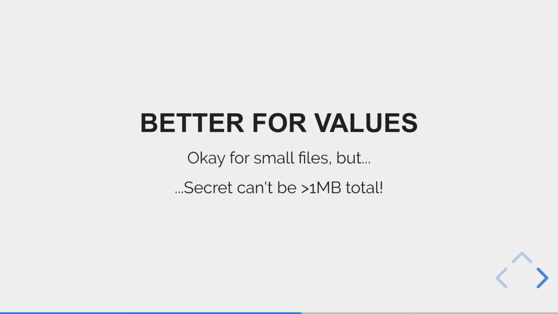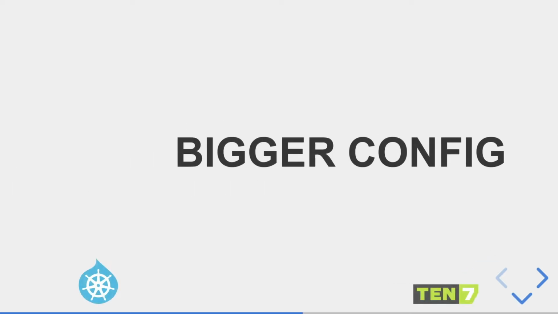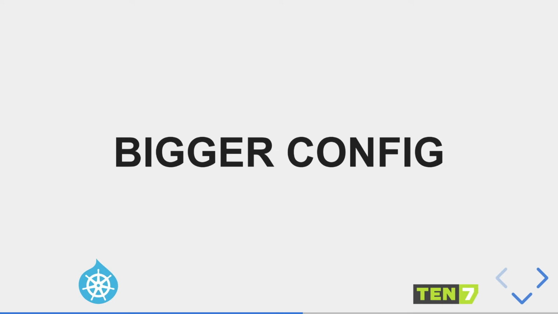In general, secrets are better for individual values like a password, an API key, things like that that are direct and simple. It's good for very small files, but the problem is that secrets can't be larger than 1 megabyte. Kubernetes secrets only can be 1 megabyte in total. So as soon as you get over that limitation, secrets become untenable. So we need bigger config. We need to do something bigger because sometimes we may have a file that big. How do we handle that?